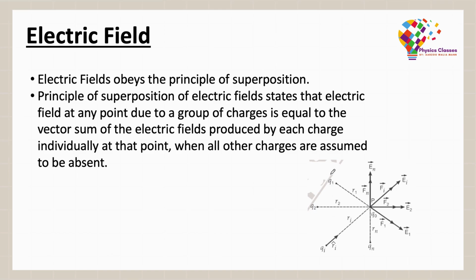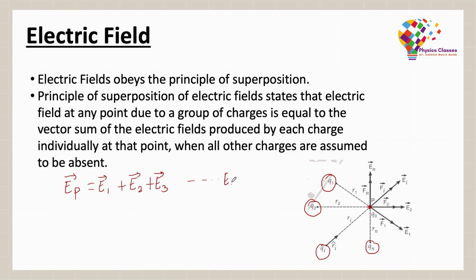So for example, if we look through this diagram, I have a number of charges over here. I have Q1, I have Q2, I have Qi, and so on. I can go till Qn. I want to find out the electric field at this point P. So the electric field at this point P will be equal to the vector sum of the electric field due to the charge 1 plus the electric field due to charge 2 plus the electric field due to charge 3, and so on. You can add all the fields till the nth charge.